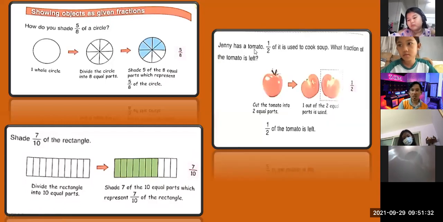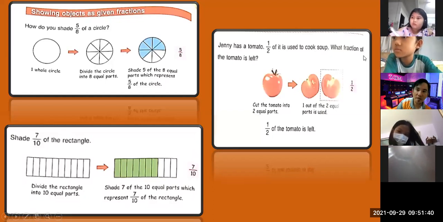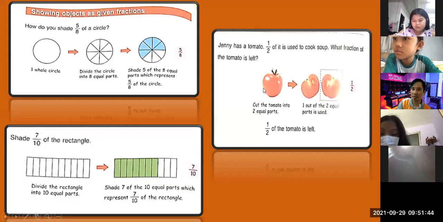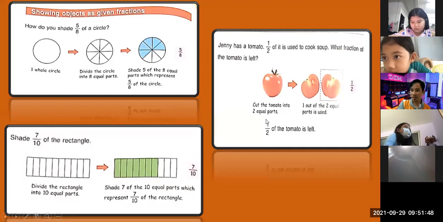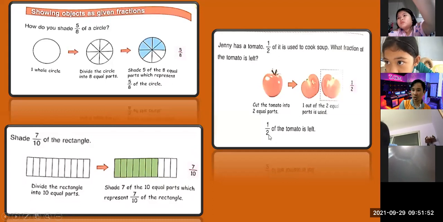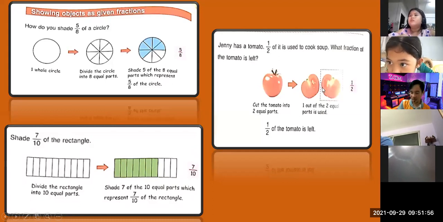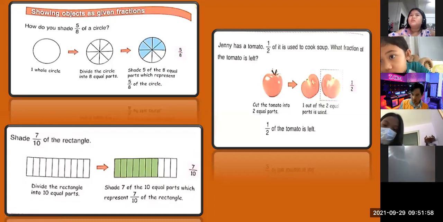Jenny has a tomato. 1/2 of it is used to cook soup. So what fraction of the tomato is left? This is the whole tomato and then cut into half. So 1/2 of the tomato is left. It means half, 1/2 of the tomato.